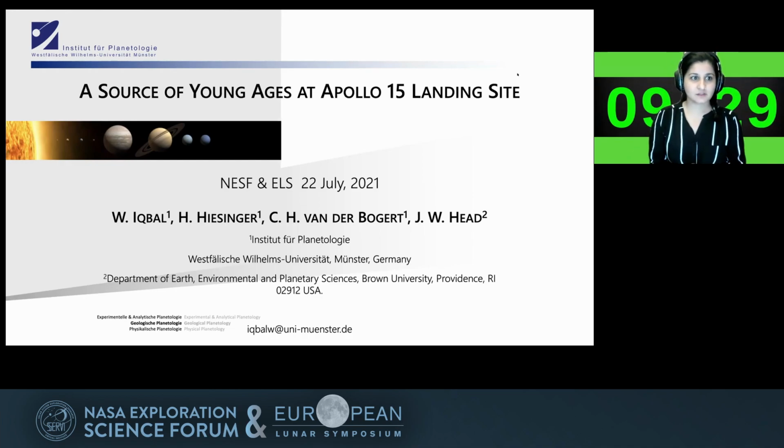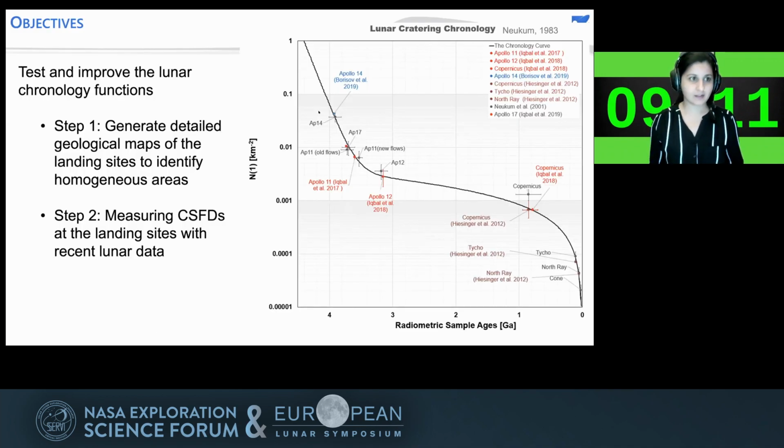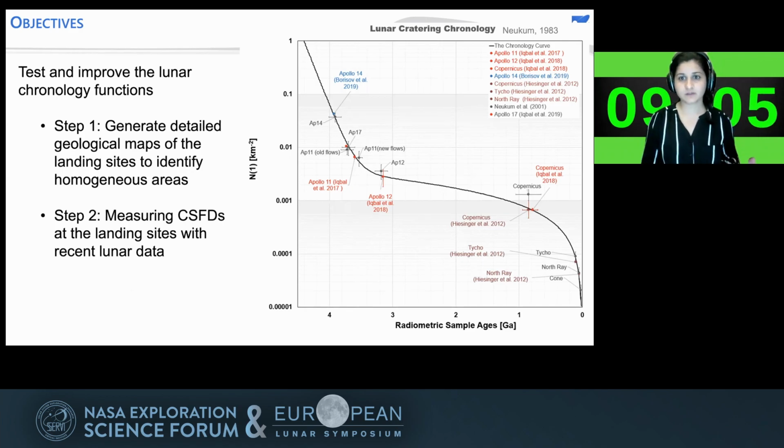So in this presentation, I would like to propose a source of the young ages which were noticed in the samples collected from the Apollo 15 landing site. This study is a small part of a bigger project in which we are testing and possibly improving the lunar cratering chronology function.